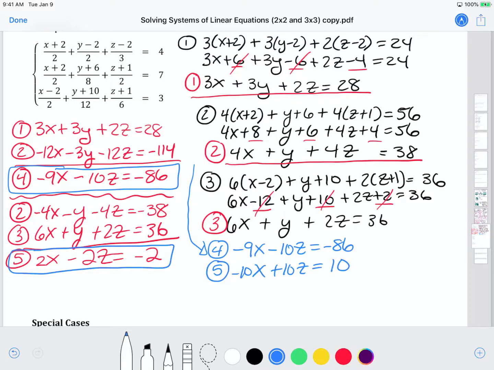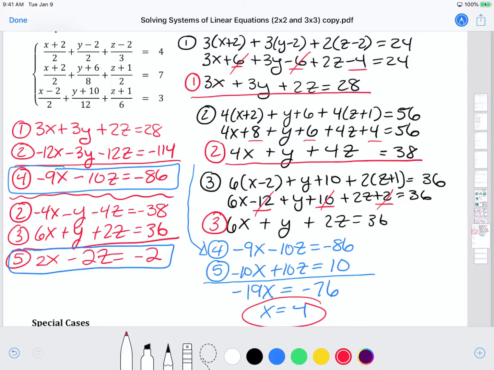So that gives me negative 10x plus 10z is equal to positive 10. When I add these vertically, the z's disappear, and I'm left with negative 19x is equal to negative 76. When I divide both sides by negative 19, that gives me x is 4. So there's my first variable. Phew, this was a big mess. It's not hard, it's just long and tedious.